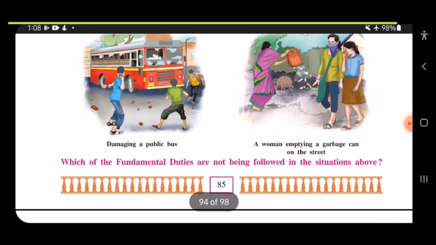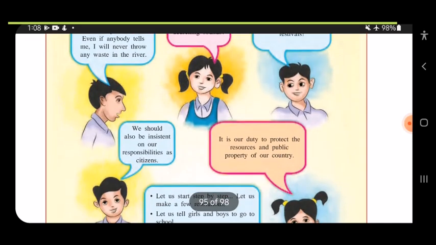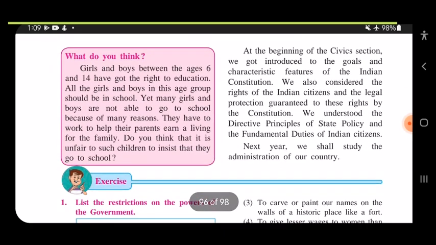Next, let us move on to, you can read these dialogues, what these students are talking about. You can read that later. Let us see. Now, what do you think? Girls and boys between the ages 6 and 14 have got the right to education. So, it's a right at that age, 6 to 14 years, to get education. Now, for students in this age group, it is not the right to work at that time. It is their right to study. All the girls and boys in this age group should be in school, only studying.